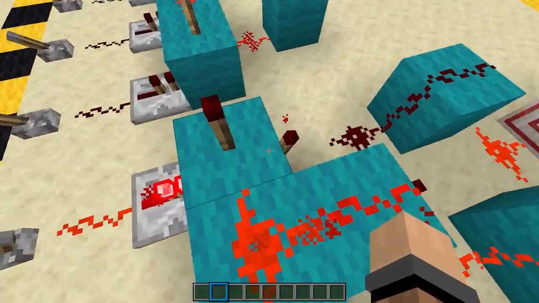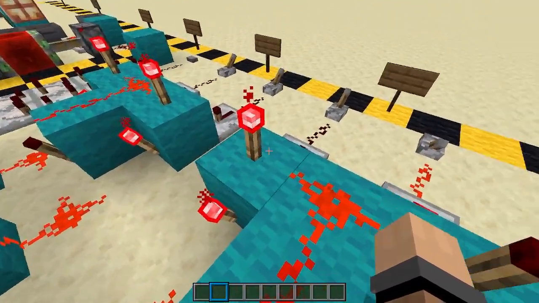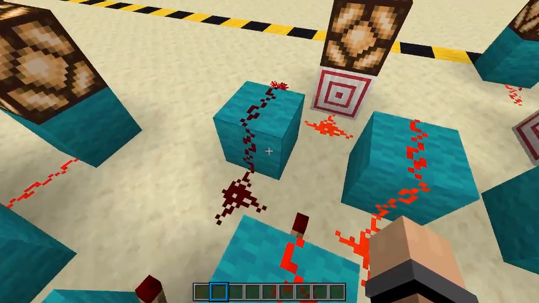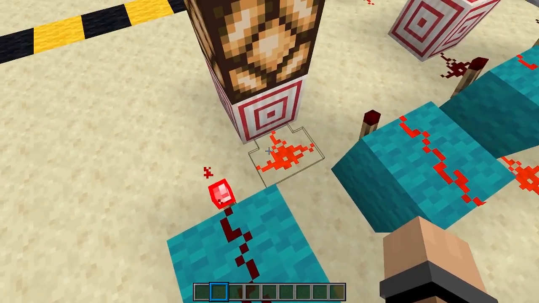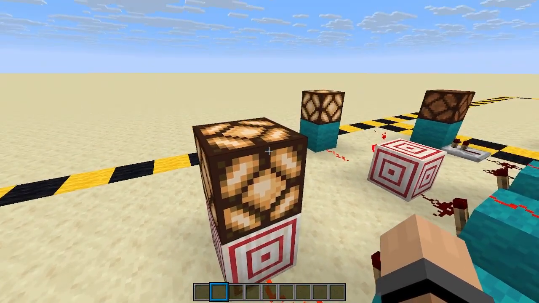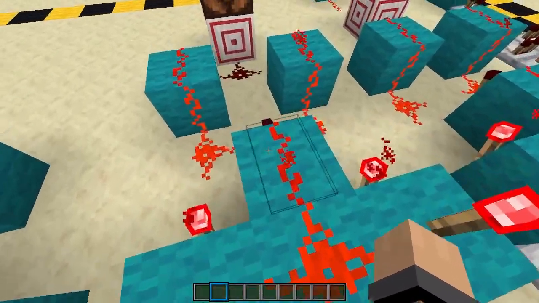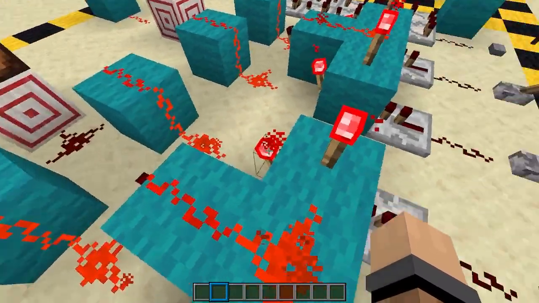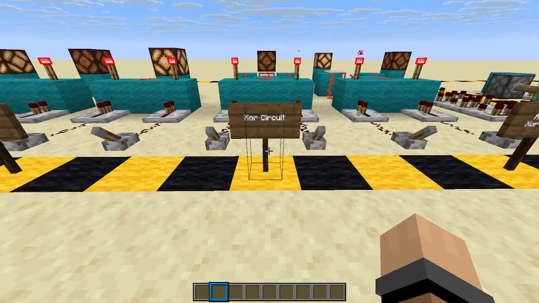But if you flick one of them, this torch is still being turned off because this one is powering it. But because this line isn't being powered, this torch is on, powering this redstone dust, which then gives you an output. Not too complicated, but it is very useful, and I use it quite often, truth be told.